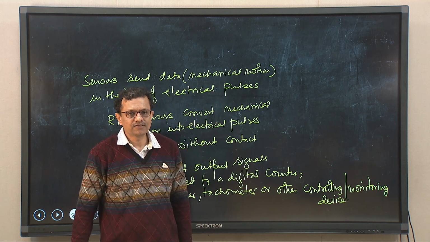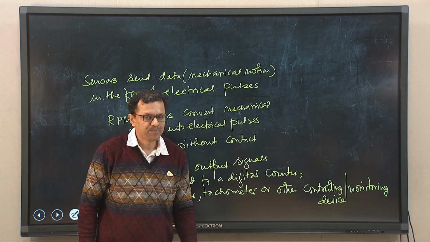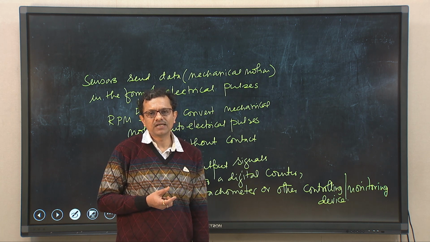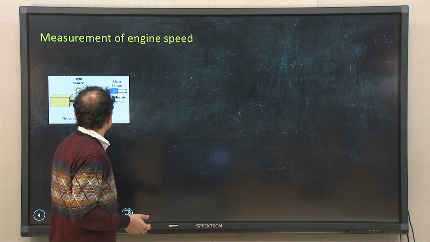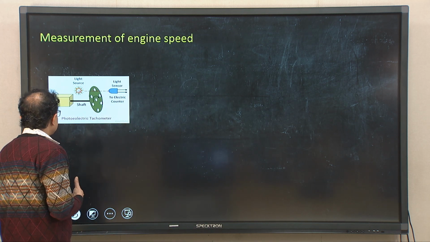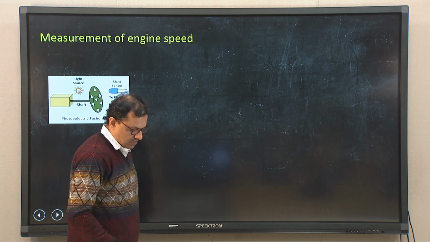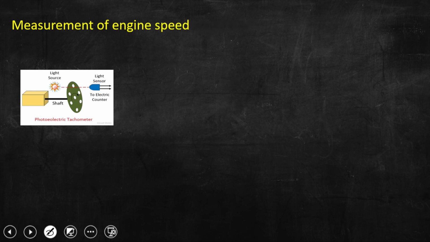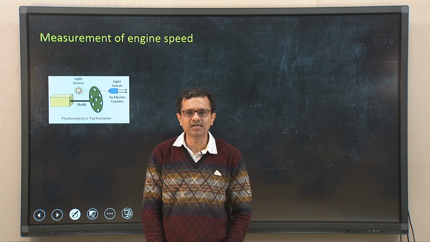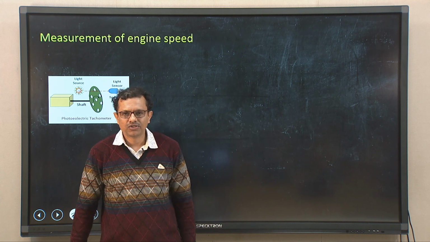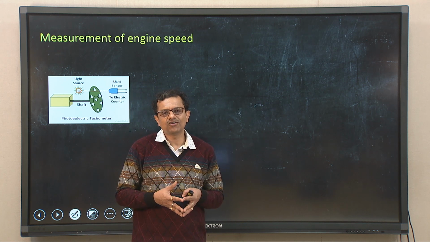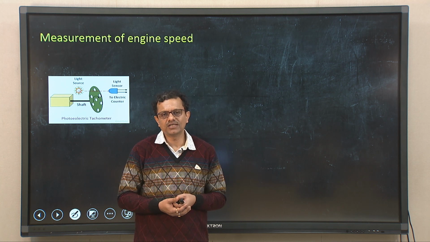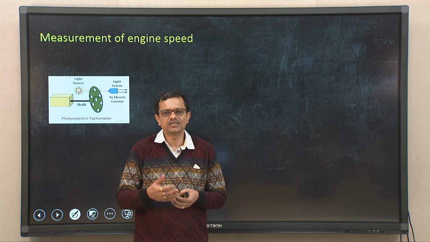So, to this end, let us first discuss the tachometer, which is used to measure RPM. If we go to the next slide, we can see measurement of engine speed using a photoelectric tachometer. It is not that we always need to use a photoelectric tachometer, we can also use a mechanical tachometer. Tachometers are used to measure the rotational speed of any mechanically moving component which is turning or rotating.